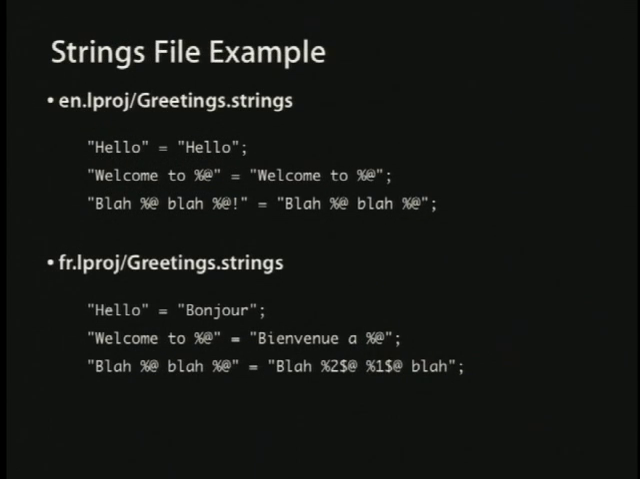So an example of what one of these is going to look like, let's say we've got an English and a French lproj, and we've got a strings file called greetings.strings. So in our English one, in the original, basically the key and value are going to be the same, right? The key is, in the first case, hello, and the value is hello. And in the second one, we've got welcome to %@. So this is a case where we've actually got a format string. So we're going to be at runtime inserting some other string in there. And then we've got blah %@, and in every case, the key and value are the same.